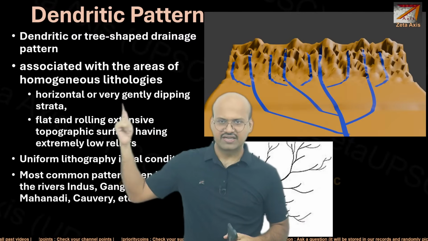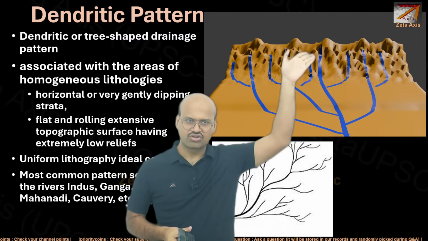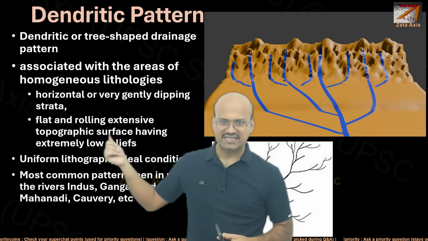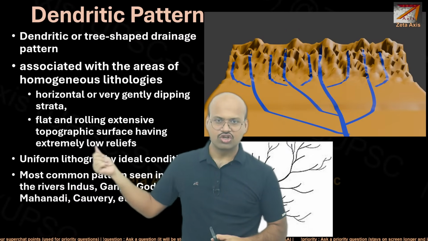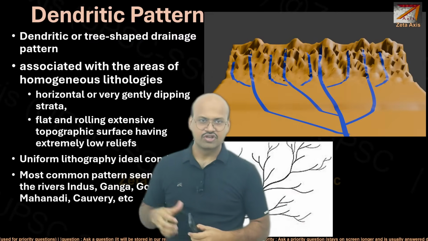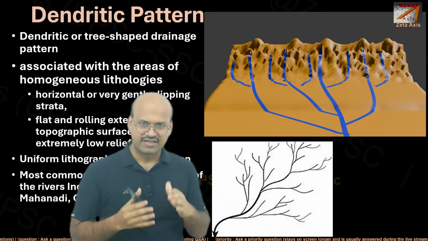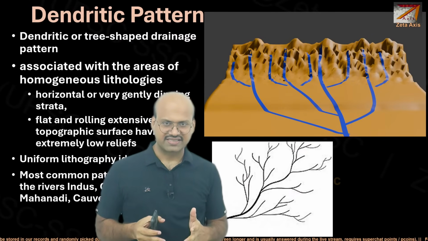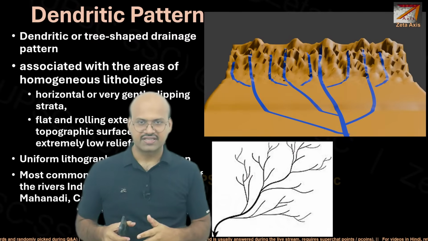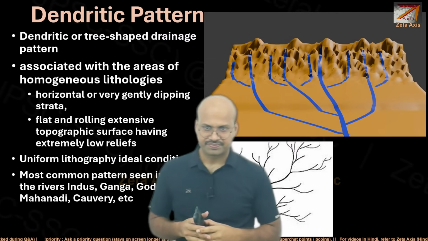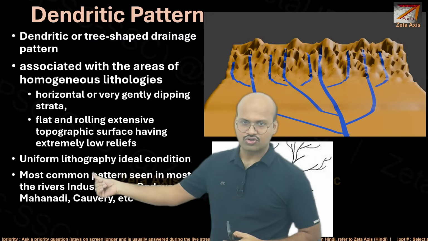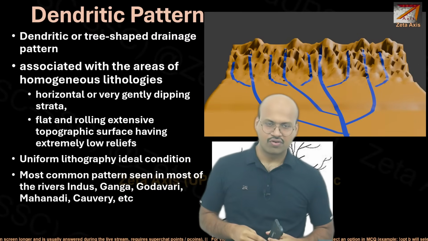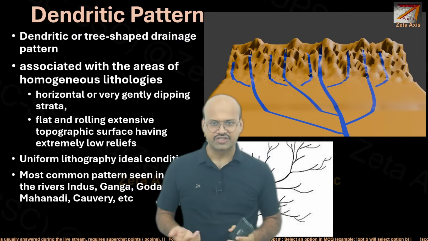Horizontal or very gently dipping strata is there, so the slope is horizontal or very gentle. Flat and rolling extensive topography surface having extremely low reliefs. So this is mainly seen in areas where the relief or slope is not very high, and even the rock structure is consistent, as well as the slope. Uniform lithology is the idealized condition where we see this kind of flow, but it can also be seen in other types of situations.